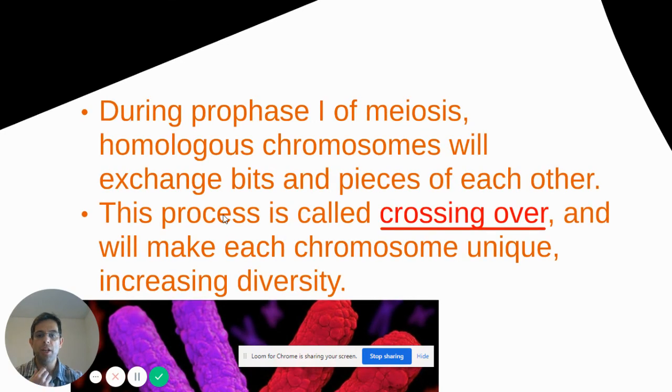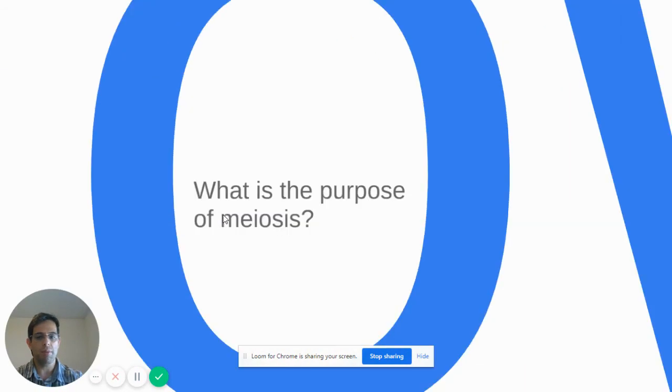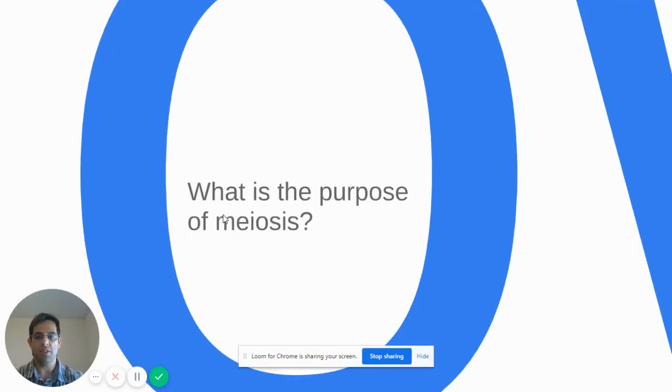During prophase one of meiosis, homologous chromosomes will exchange bits and pieces of each other. This process is called crossing over and will make each chromosome unique, increasing diversity. That's a summary of what I have just said. This is a very nice electron microscope picture of when crossing over happens. Remember, it's all a chemical interaction process.